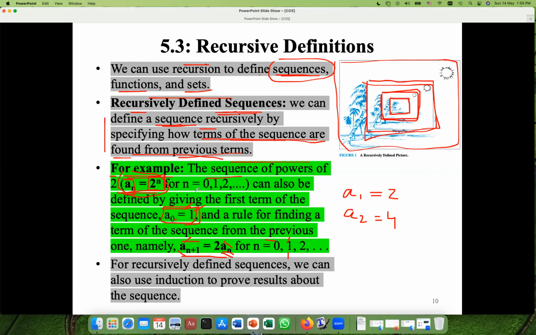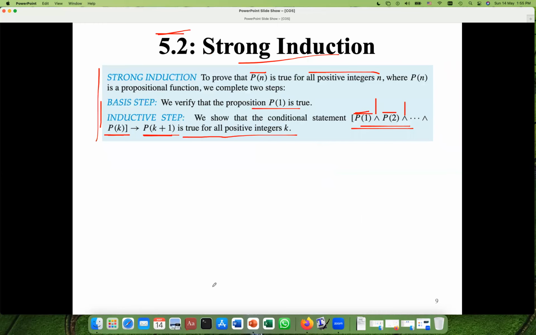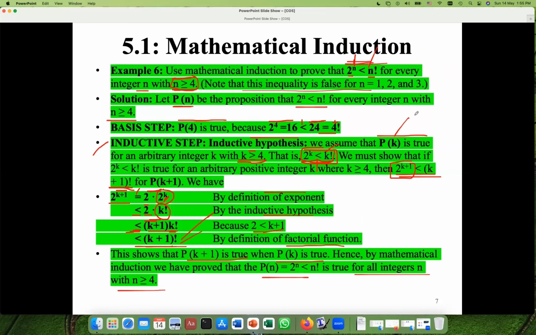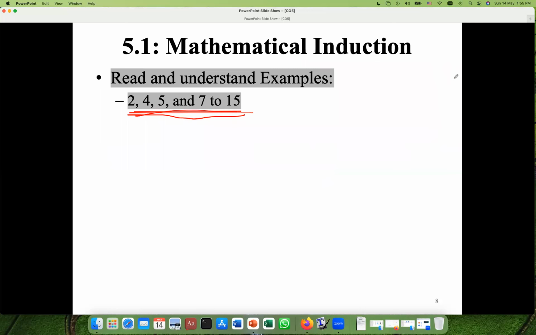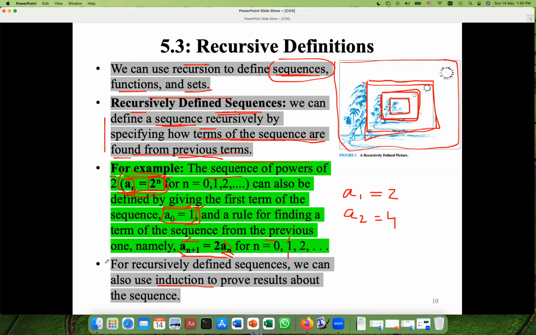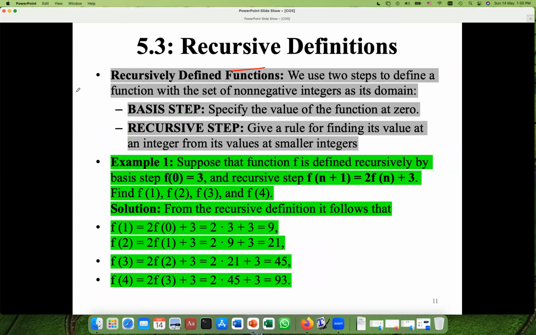For these sequences, you can also use mathematical induction to prove them, as we already did. So the last point here is saying that for these recursively defined sequences, you can also use mathematical induction if you want to prove them.